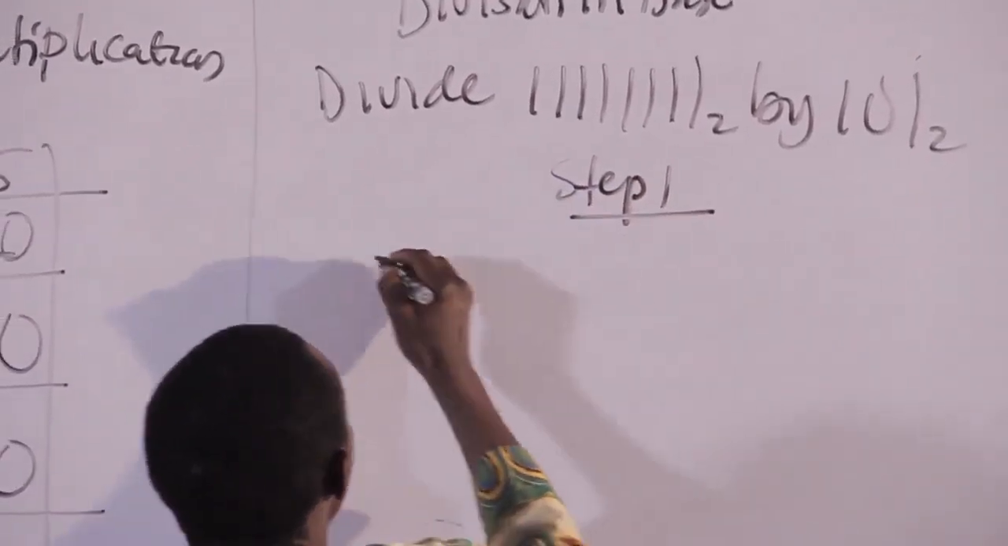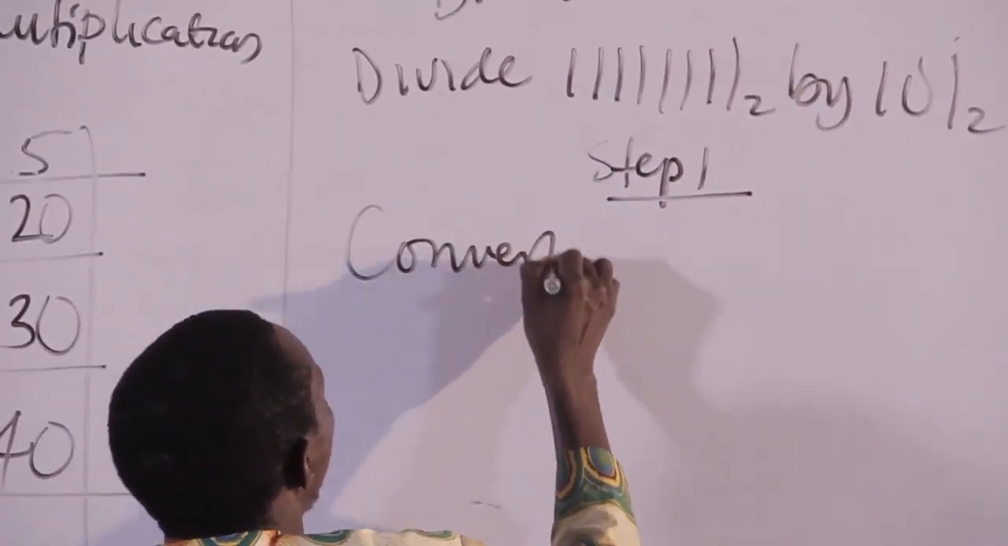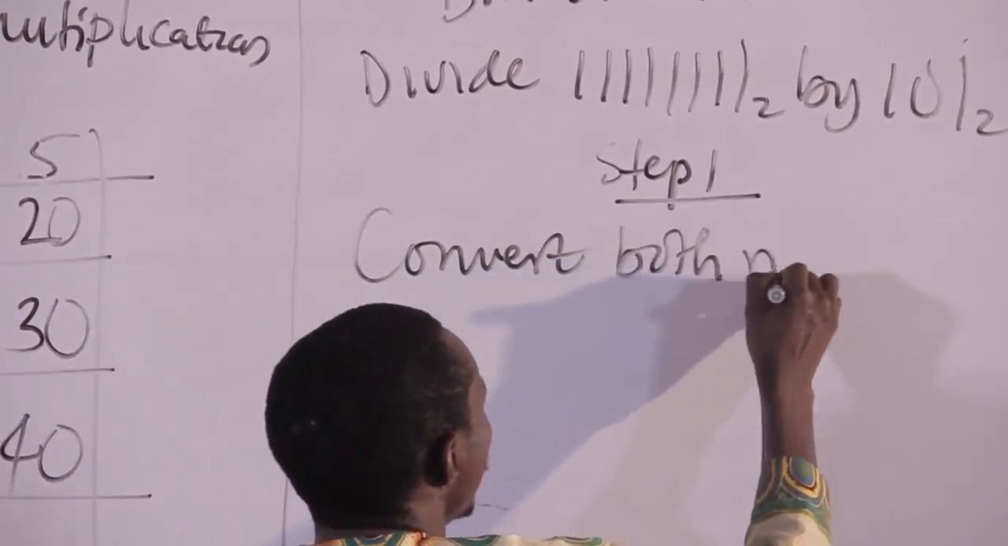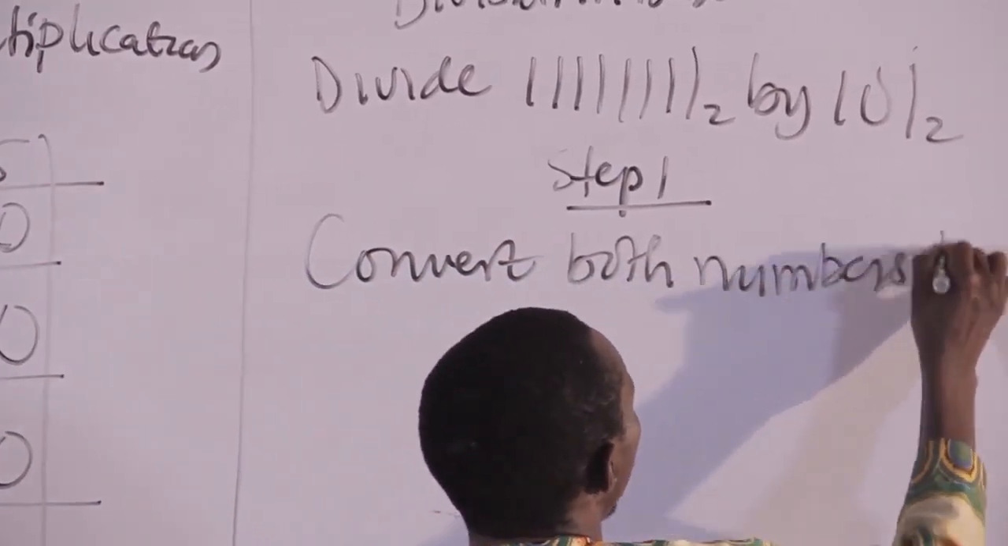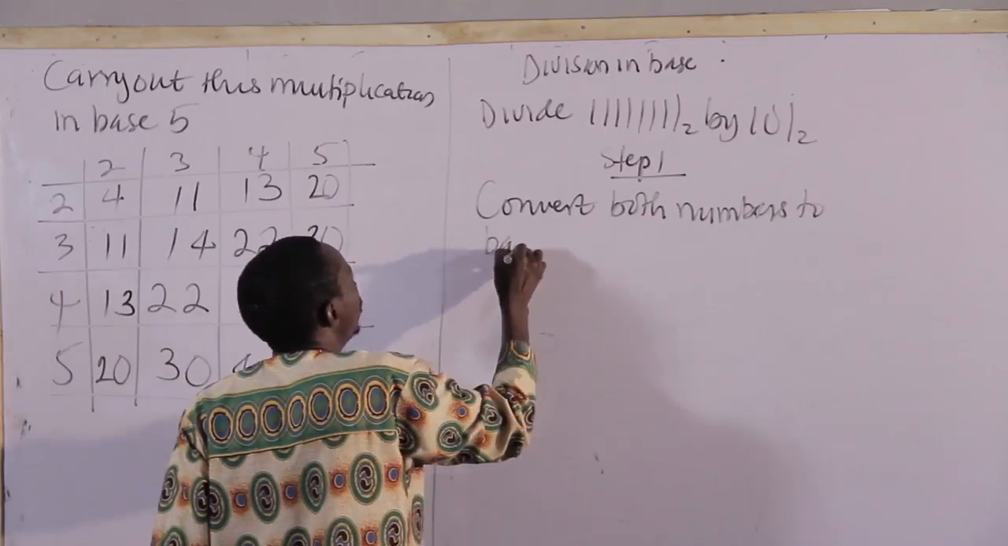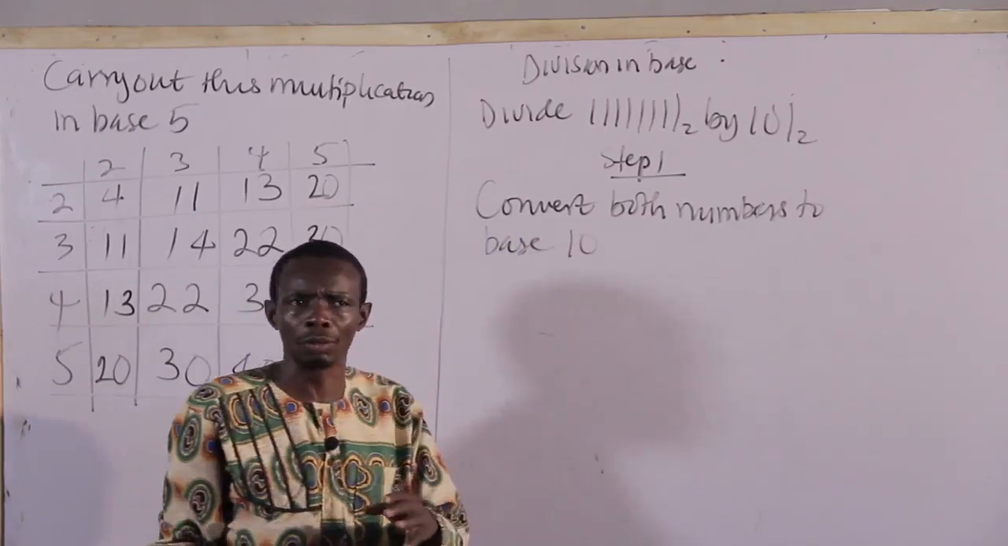Step 1, convert both numbers to base 10 first. How do you convert both numbers to base 10?